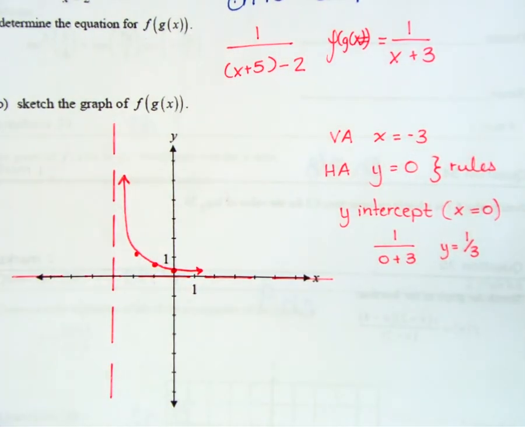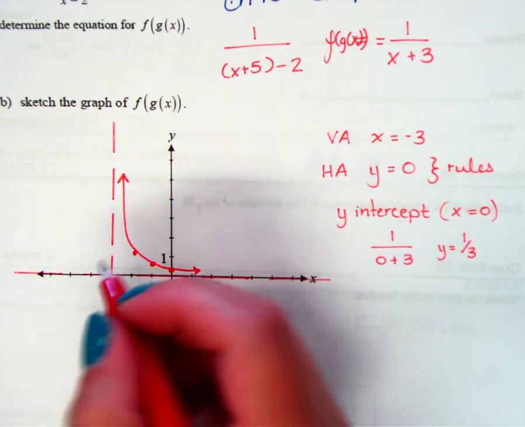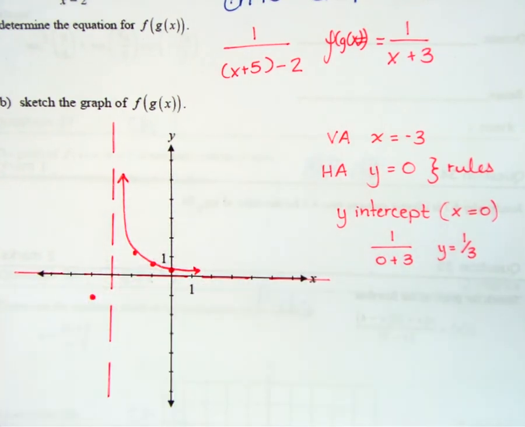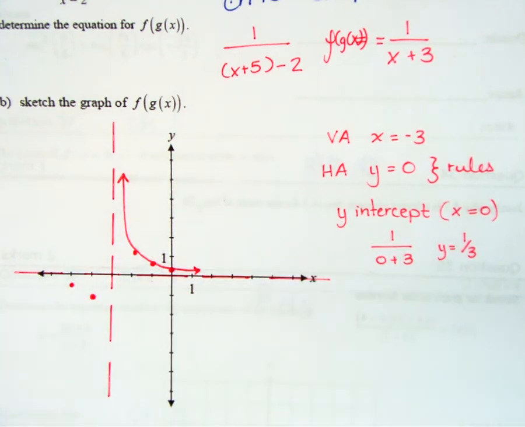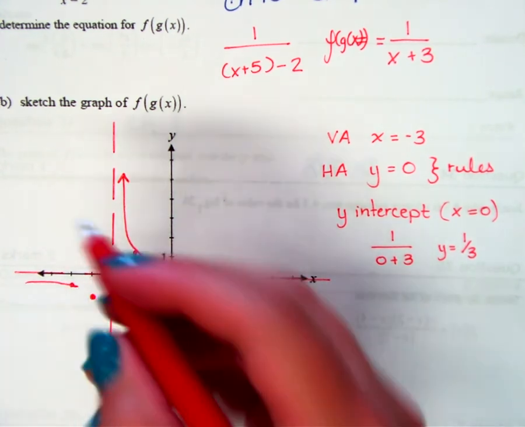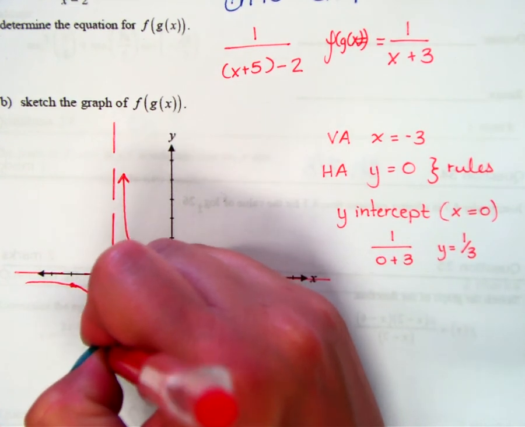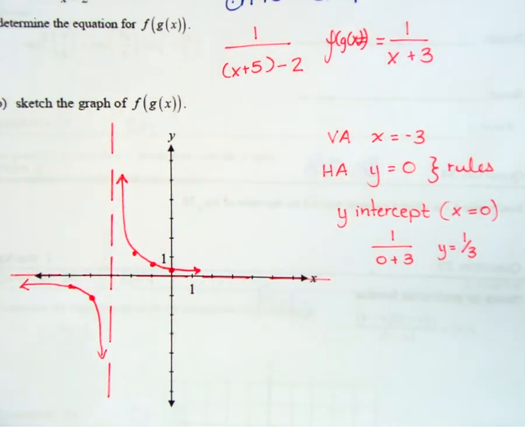If you only graph this, you will not get full marks, right? Because that's not the entire graph. What other points did you pick? I picked negative 1 and negative 2. So if I pick negative 3, that would be an asymptote, so negative 4. If I put negative 4 in there, I should be at negative 1. If I put a negative 5 in there, I should be at negative 0.5. I don't need a lot of points, I just need something to get this shape. Okay.